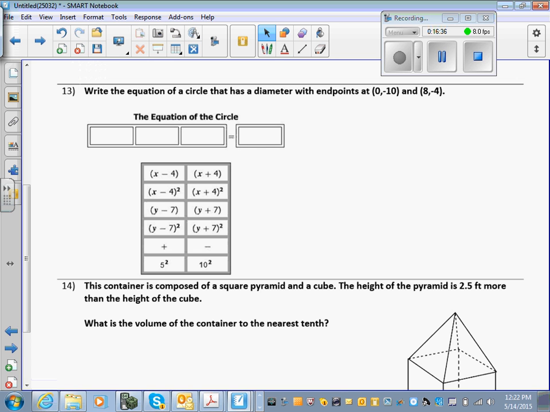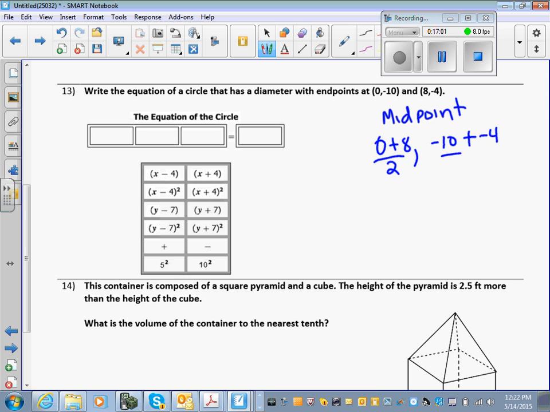The same thing with this problem. You have to do a couple of steps to do it. So I'm just going to tell you what you need to do. First, you have to find the midpoint, because that would give you the center. So midpoint for the x coordinate is going to be 0 plus 8 divided by 2. And you have to do -10 plus -4 divided by 2. So when you do that, that would give you the center.